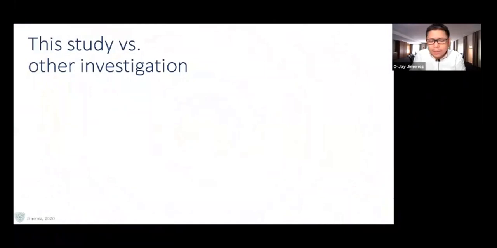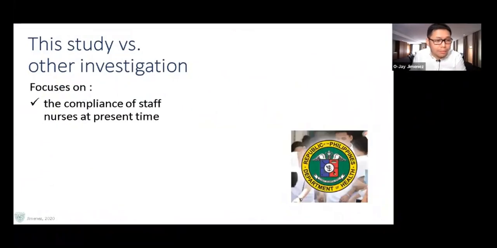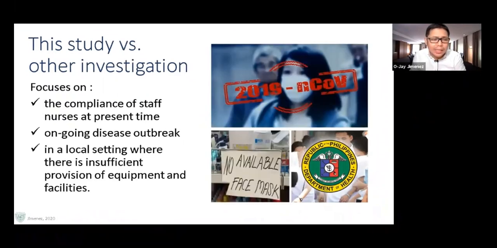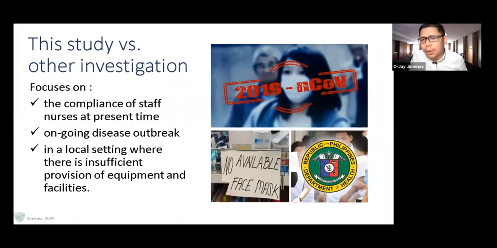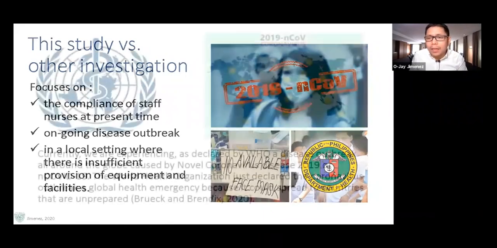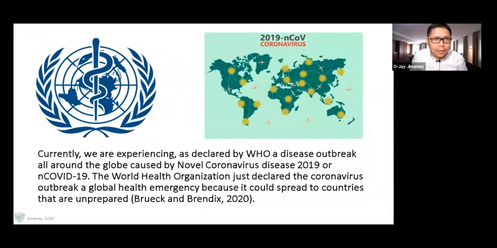This study differs from other studies because it focuses on compliance of staff nurses at present time, where there is an ongoing disease outbreak in a local setting where there is insufficient provision of equipment and facilities. Remember the Taal eruption that caused the insufficient supplies and hoarding of surgical masks earlier this year. So these have actually caused a ripple effect during the pandemic because of the lack of surgical masks in the first part, during the month of March.